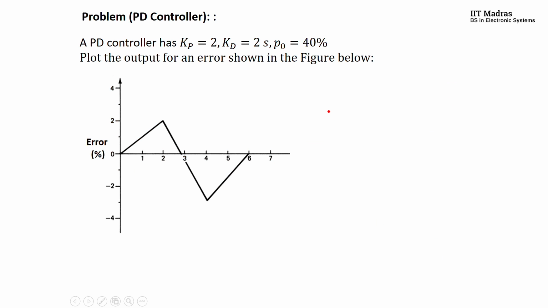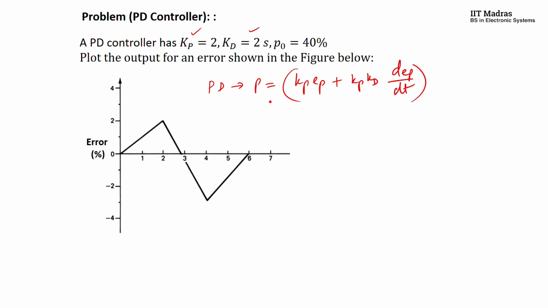Okay. So next we try to solve a problem on PD control. You have the same error curve. You are saying P naught is 40%. Kp is 2 and Kd is 2. So what are the control actions here? The PD control output P is given by Kp into e plus Kp Kd de/dt. This is the equation of the control action.